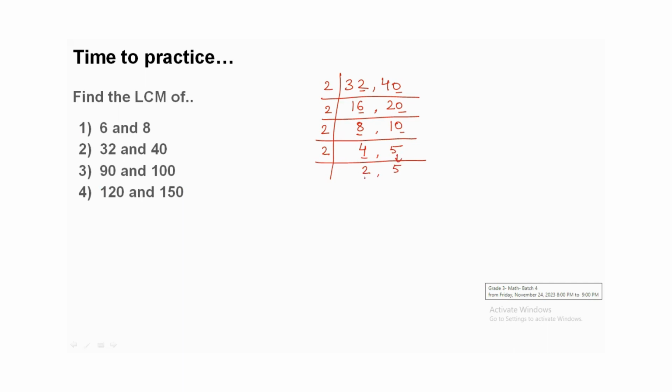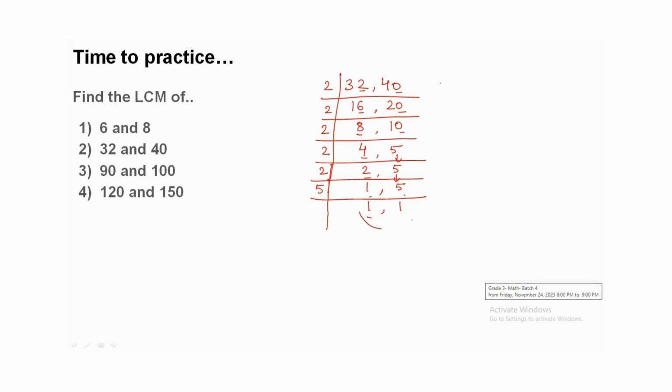Then again you can see 2 is here. So again I can make a division. 2 divided by 2 is 1. Okay. And then 5 is not divisible by 2. So I will write down 5 here. Now I will take a prime factor 5. And when I divide it, 5 divided by 5 is 1. So here I'm getting 1, 1. So I will stop over here.